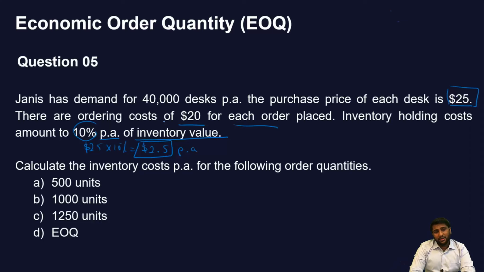Likewise, if you keep two units for the entire year, that means for 365 days, for 12 months, then your cost will be $5. If you keep three units for the entire year, then your cost will be $7.5. That is, if you keep that particular unit for the entire year. So if you are keeping one unit for the entire year, the holding cost is $2.5.